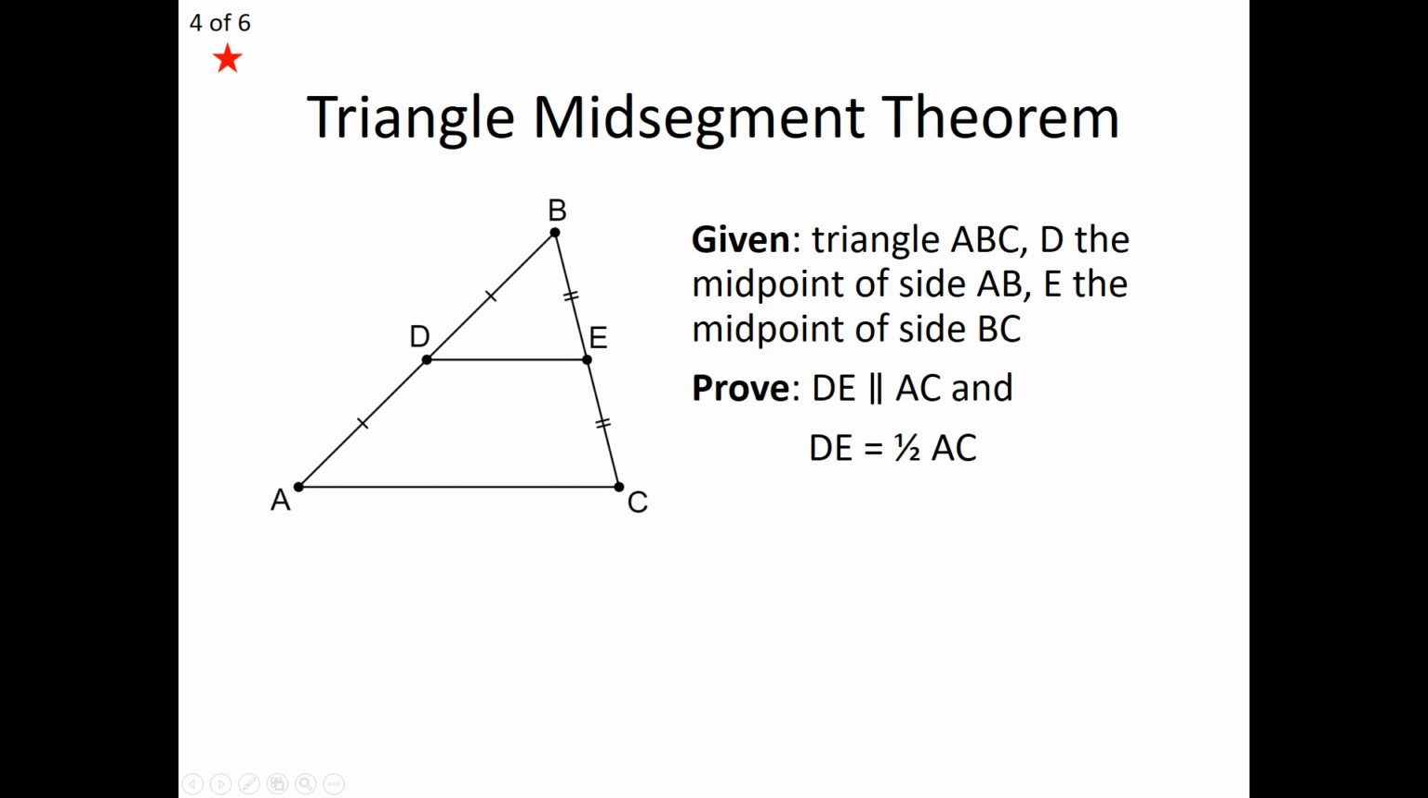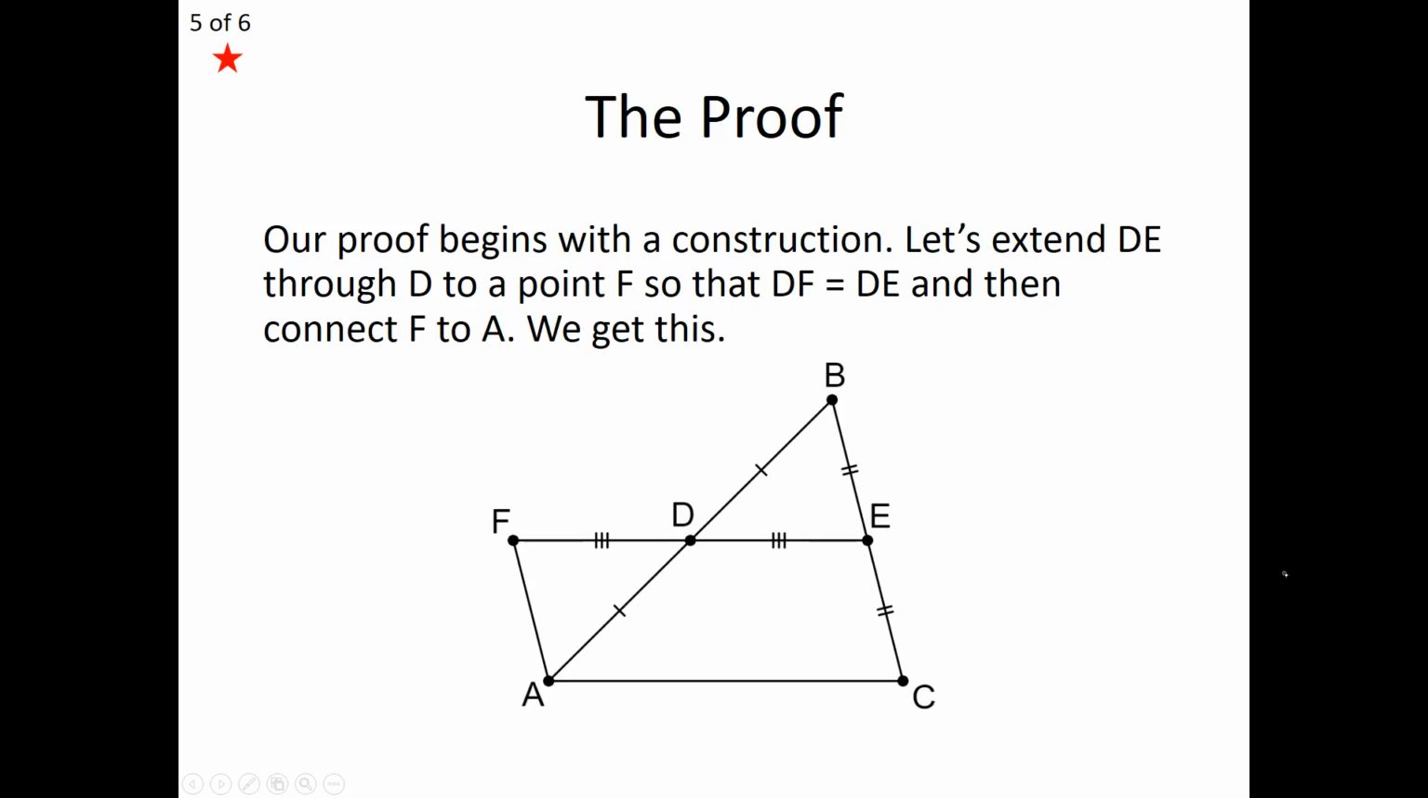We have triangle ABC such that DE is a midsegment of this triangle, such that D is a midpoint of AB and E is a midpoint of BC. With the diagram at hand, we are going to prove that DE is in fact parallel to AC and that it measures half the length of AC. So where does our proof begin? It actually begins with a construction. Let's take a look at that.